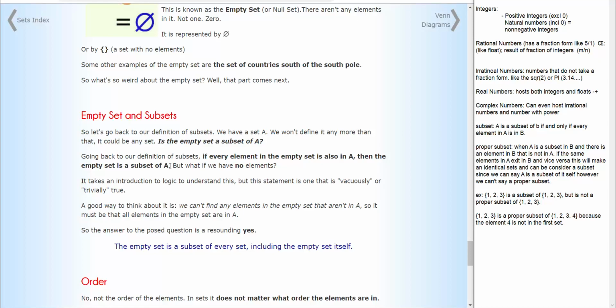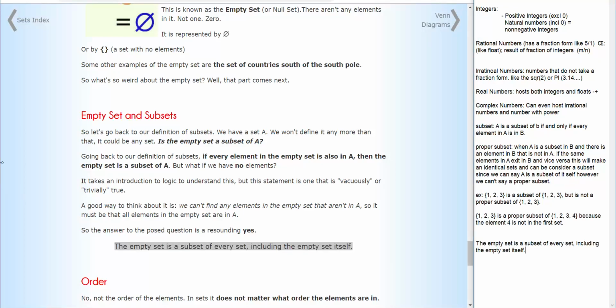But what if we have no elements? It takes an introduction to logic to understand this, but this statement is one that is vacuously or trivially true. The good thing about it is we can't find any elements in the empty set that aren't in A. So all elements in the empty set are in A. So the answer to the posed question is a resounding yes. The empty set is a subset of every set, including the empty set itself.